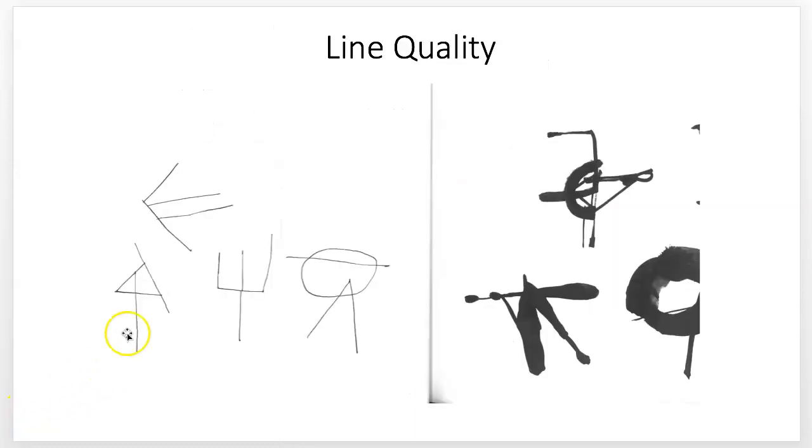This is an example of the same type of lines, but with a much different quality, depending on what kind of medium was applying them and how loose you're getting, like with a pencil or pen, and then ink on a brush.